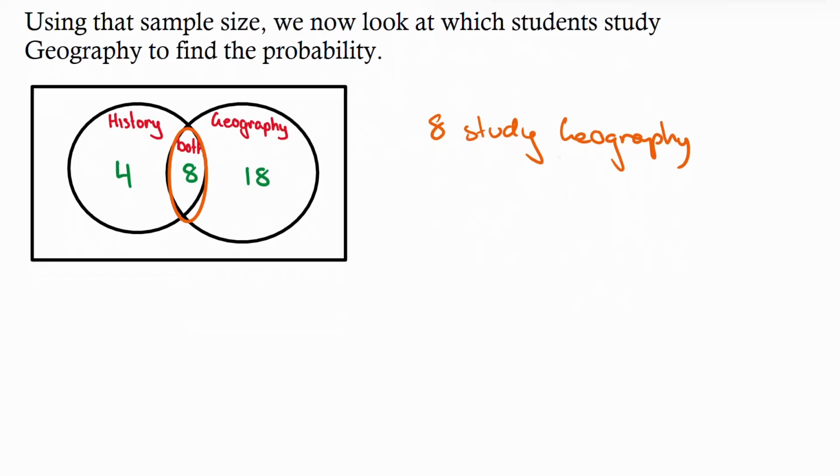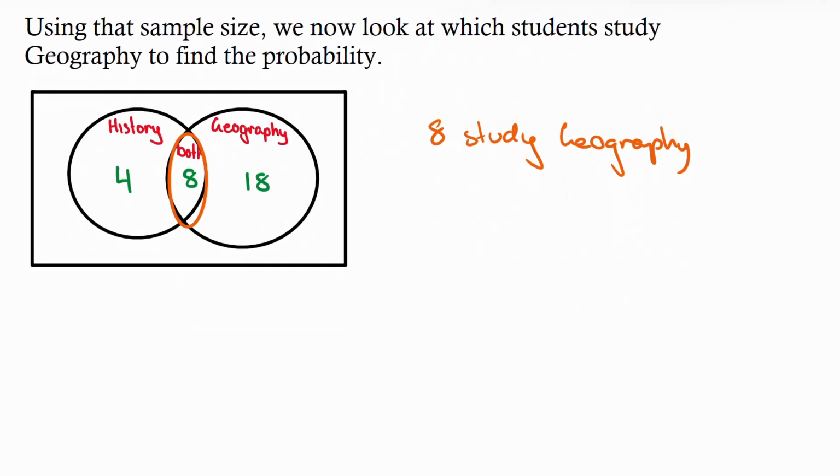Now we can actually find our probability. The probability of geography given history is the 8 people who studied geography over the 12 people who studied history. So 8 over 12, or, sorry, not 1 over 2, 2 over 3. 2/3.